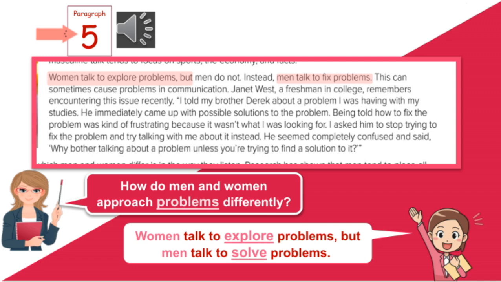This difference can lead to misunderstandings if we're not aware of it. For example, a woman might just want to share what's bothering her, and it's not about fixing it right away. Meanwhile, a man might interpret that as him needing to come up with a solution immediately. Understanding these different approaches helps us communicate more effectively and avoid frustration.